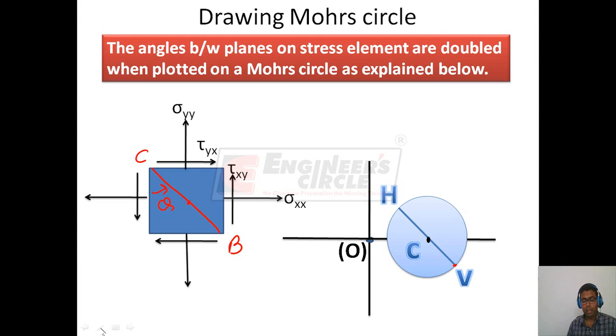But if the plane is making an angle theta with the vertical in the stress element, on the Mohr's circle we have to mark angle 2 theta, that is twice the angle as that on the stress element, because while deriving the equation of Mohr's circle, we eliminated 2 theta from the analytical equations. Now we draw a line from C. The point where this line cuts the Mohr's circle is the plane CB. Therefore, when plotting angles on Mohr's circle, they are to be doubled as compared to angles on the stress element.